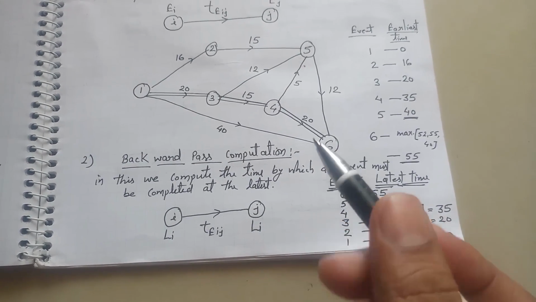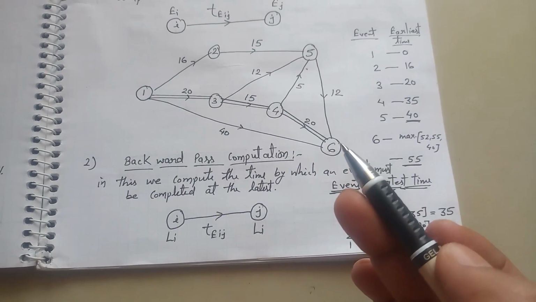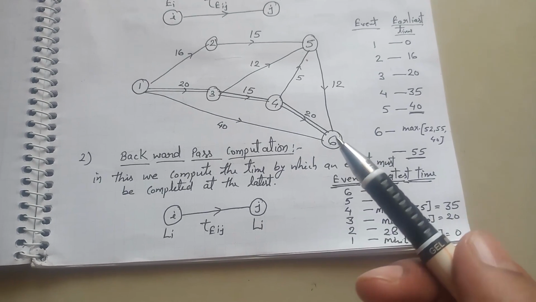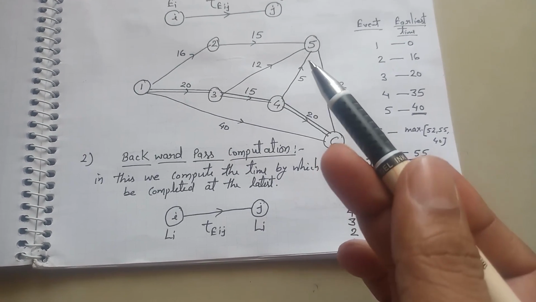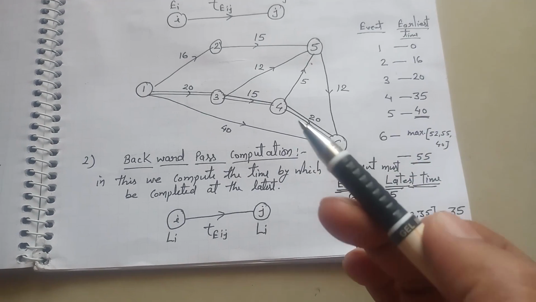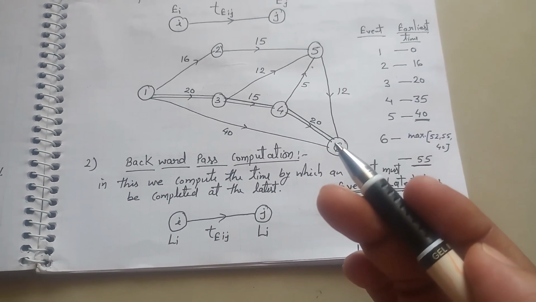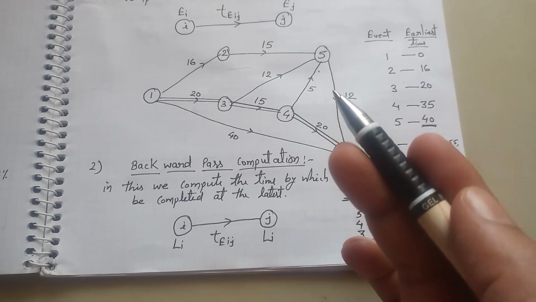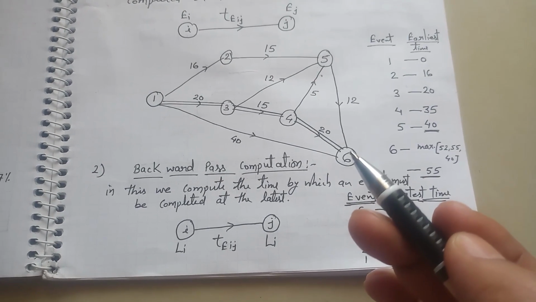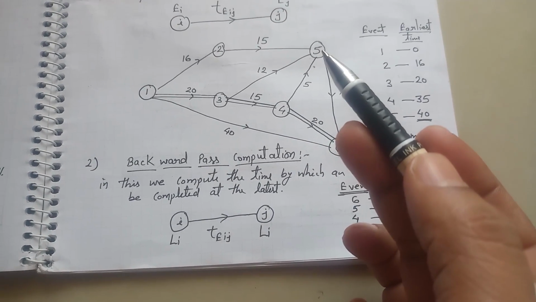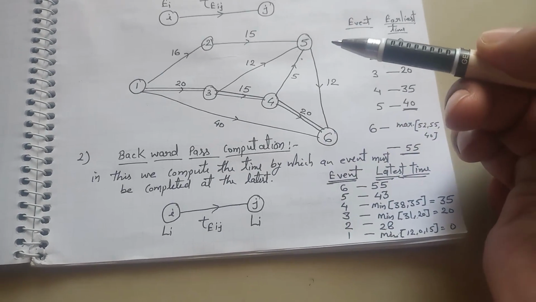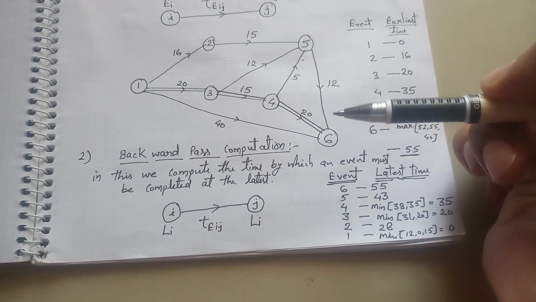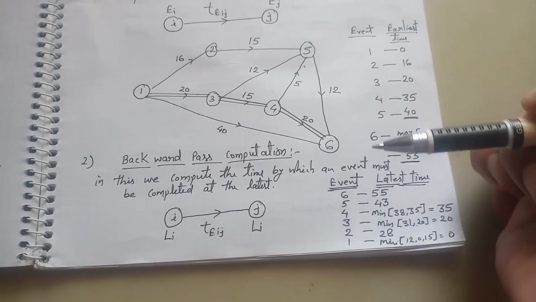Then for event 5 we have two possible paths, 6 to 5, or 6-4-5. But 6-4-5 is not your path. We have to go in the reverse direction. Always remember, we have to go in the reverse direction in backward pass computation. So 6 to 5 is the only path. So the latest time for event 5 is 55 subtracted by 12, which is 43.